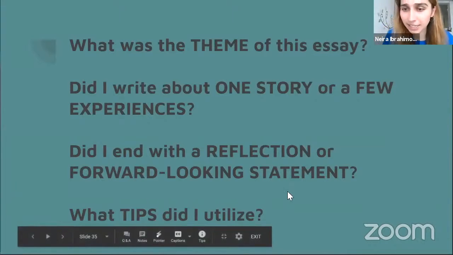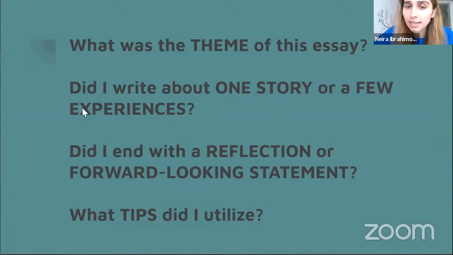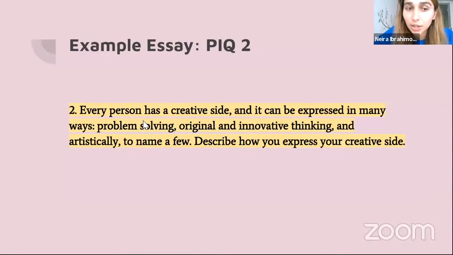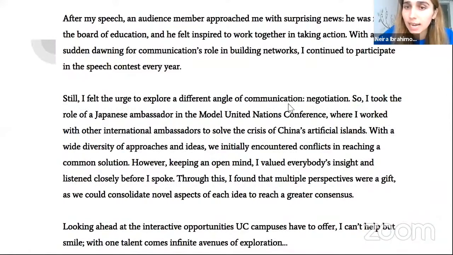Good. Communication is what Anishka says. Yeah, so communication was the theme of this essay. And I try to make that clear throughout the essay by saying, after uncovering the influential role communication has in life, a different angle of communication, dawning for communication, showing that communication is the theme, communication is the talent, and I'm showing I grow through that talent.